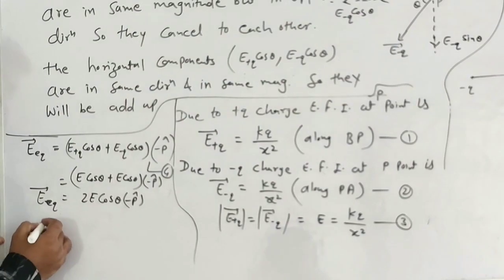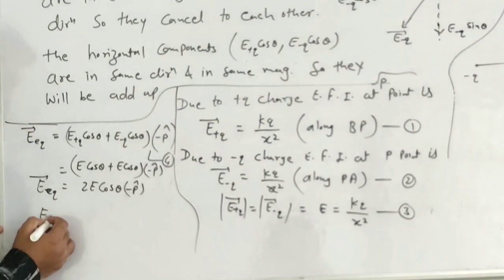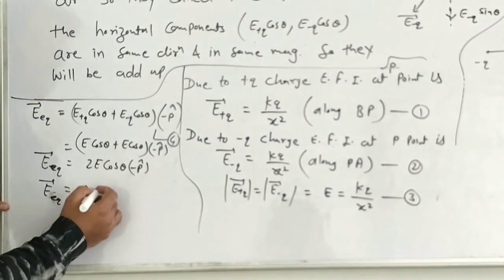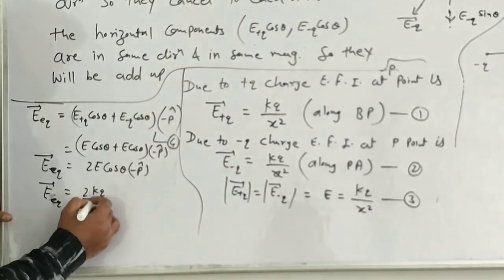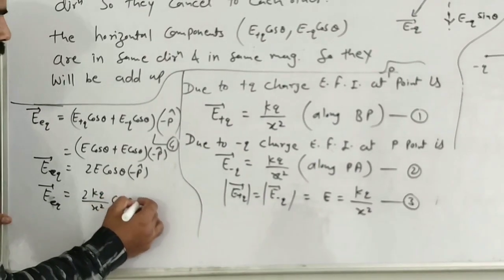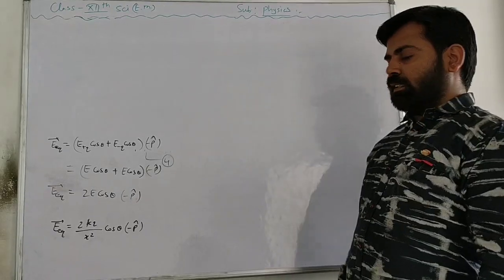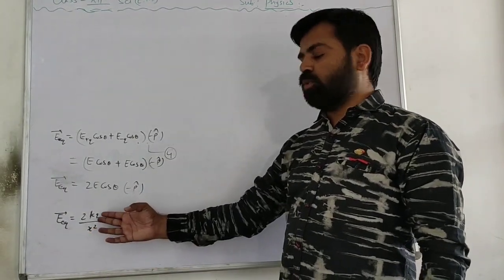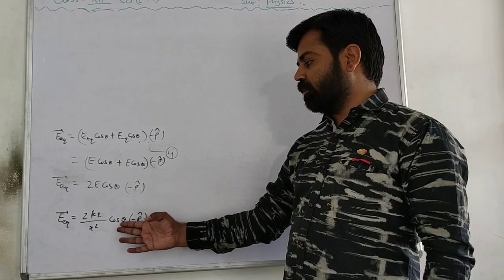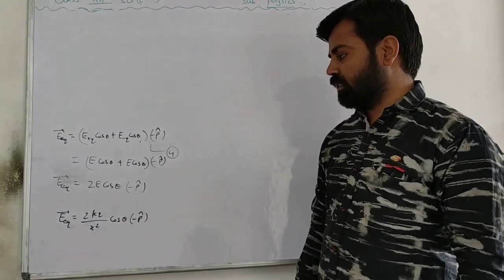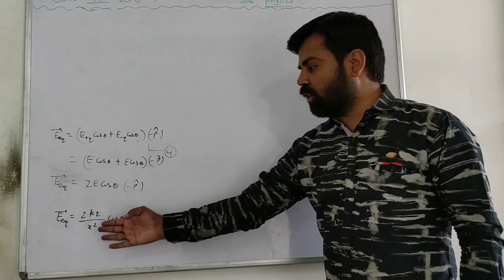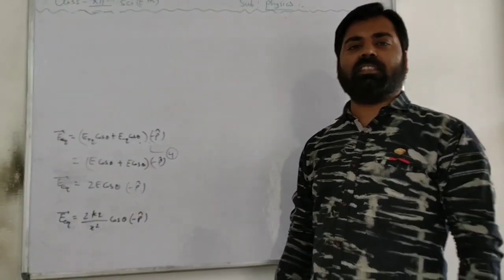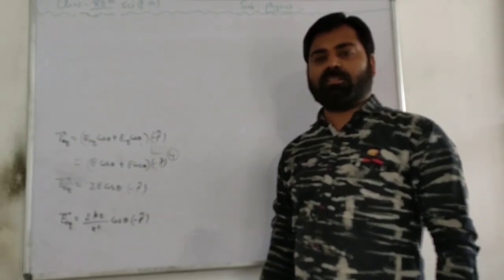The value of E is kq upon x square. So this is 2kq upon x square cos theta, and the direction is minus p cap. In this way, we obtain the expression: E equatorial is equal to 2kq upon x square cos theta, and the direction is minus p cap. This expression is in terms of small x, but we have to find the electric field intensity in terms of small r.